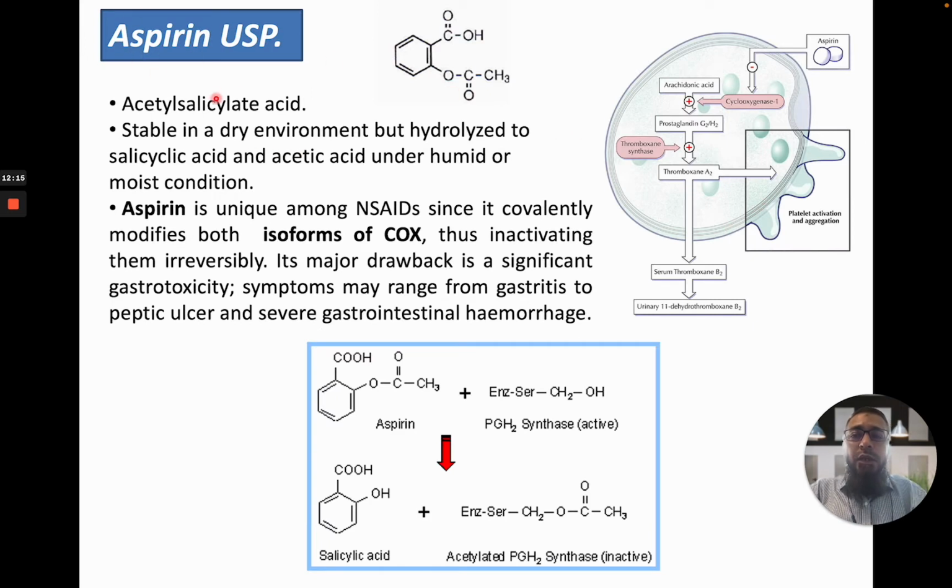In the case of aspirin, it is the acetyl derivative of salicylic acid. So it has a unique acid. It covalently binds with the isoforms of the COX and thus inactivates them irreversibly. Right. So you can see this is aspirin, and this is the prostaglandin. That's how this aspirin binds and can acetylate the enzyme, right? That's how it acts in a unique way as a COX inhibitor.